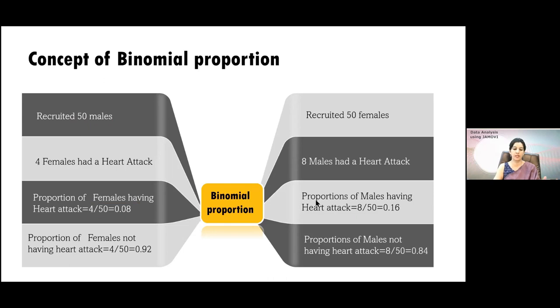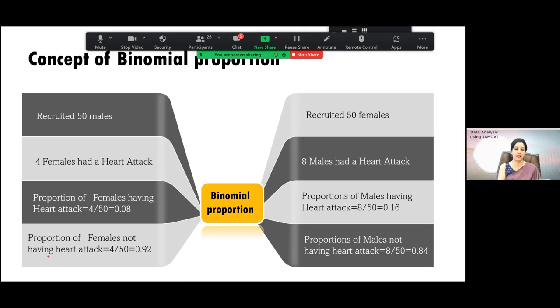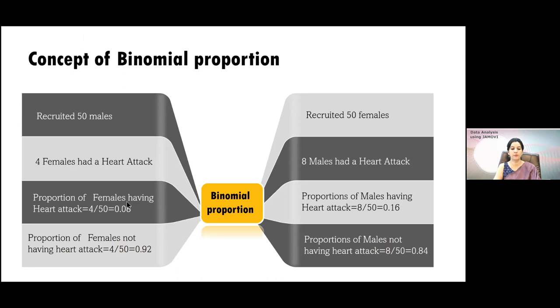And then again, what is binomial? Because you are doing one more proportion here, which is the females not having a heart attack. I'm sorry, it will not be 4 by 50. Rather, it will be 46 by 50, which will be 0.92. And here it will be 42 by 50, which will be 0.84. So it is a binomial proportion, and the binomial proportion is that you have a proportion of having something and you have a proportion of not having something.